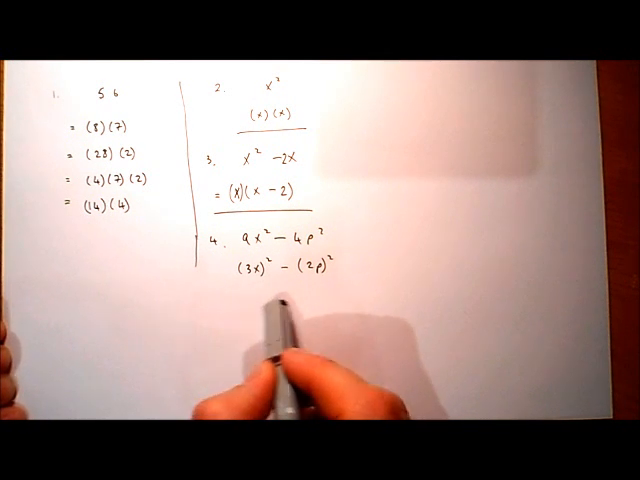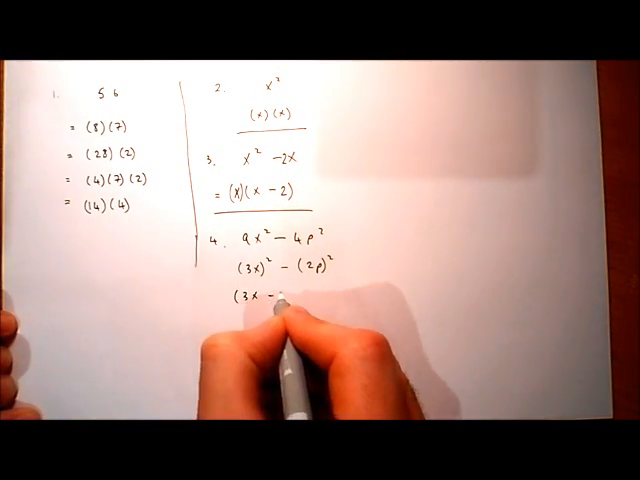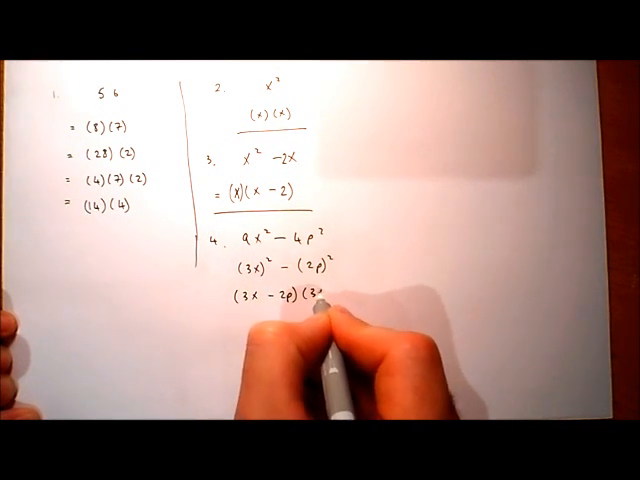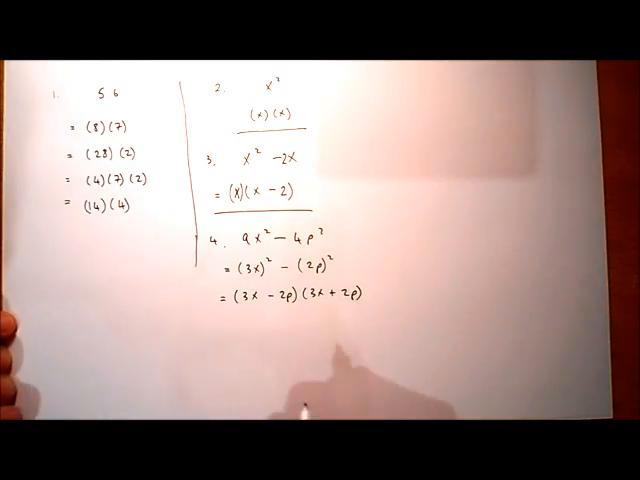So now we've got the difference of 2 perfect squares here. I can factorize that by writing 3x minus 2p and 3x plus 2p. Now I've factorized it. I've written it as a product.